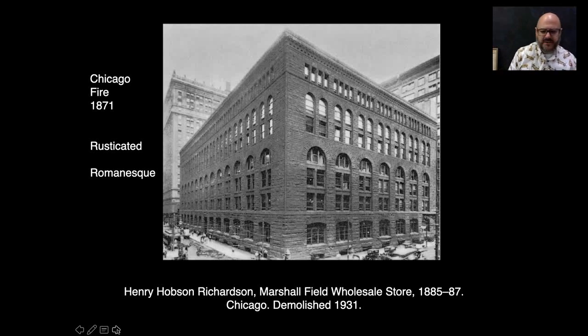And this building, the Marshall Field Wholesale Store in Chicago, becomes sort of a blueprint for Chicago buildings and also later New York buildings of what a skyscraper is going to look like or could look like. At this time, about the tallest you could go was about 6 stories with a traditional brick building like this. And this is rusticated stone.